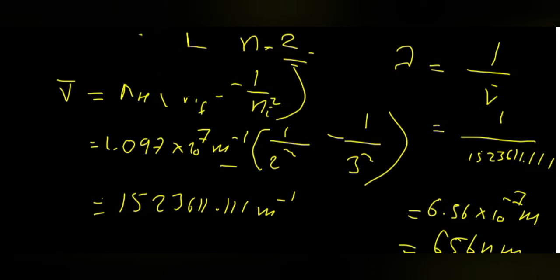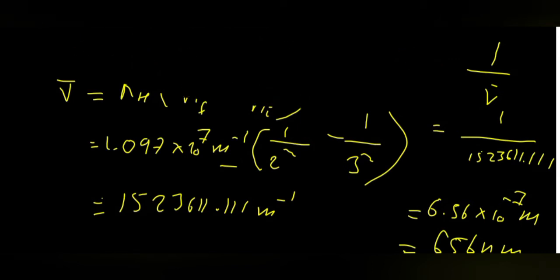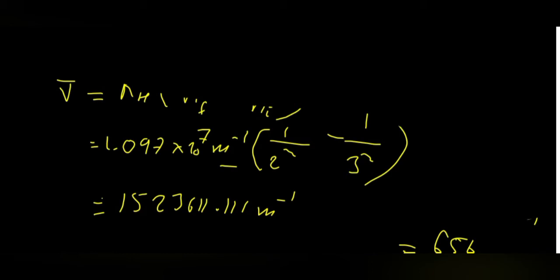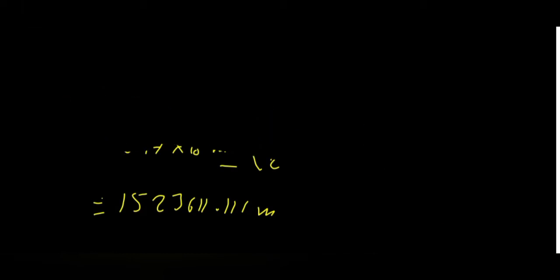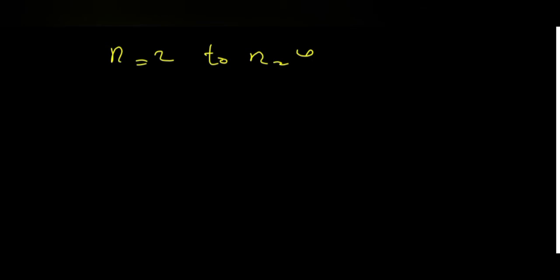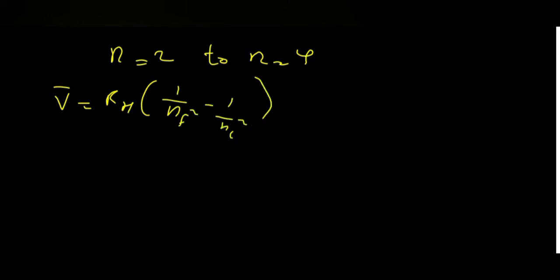The vice versa is also true. If we want to move an electron from a lower energy level to a higher energy level, what happens when an electron transitions from n equals 2 to n equals 4? What will be the wavelength of the photon that is going to be taken in? We know that wave number is given by the Rydberg constant times 1 over n final squared minus 1 over n initial squared.